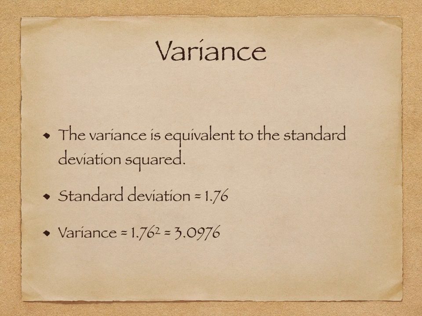The third measure of variability is variance. The variance is equivalent to the standard deviation squared. We can use the same example we did for determining the standard deviation to calculate the variance. Since the standard deviation equaled 1.76, you have to take the square of that. Therefore, the variance equals 3.0976, which can be recorded as 3.10.